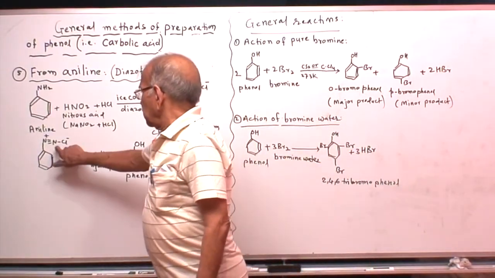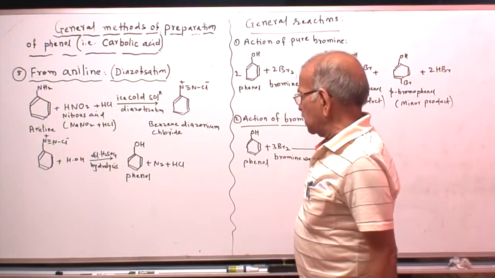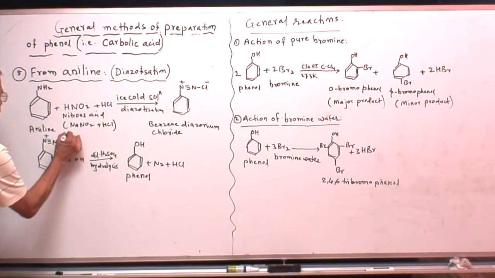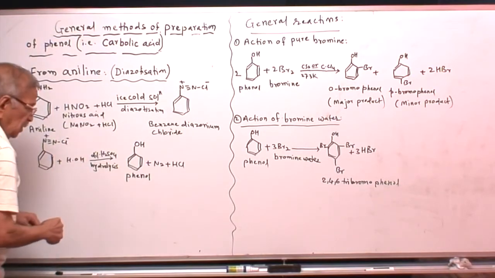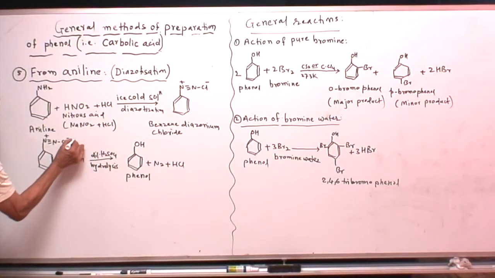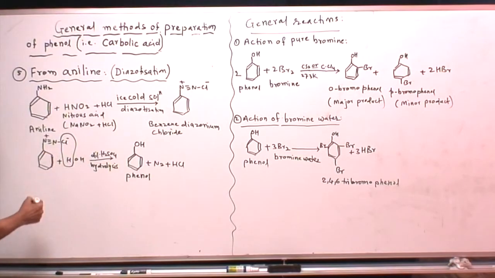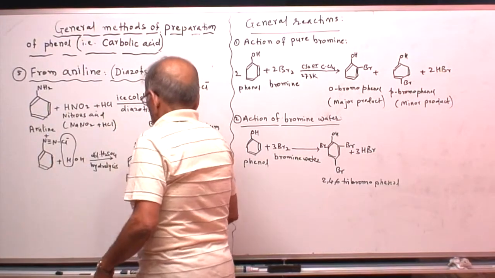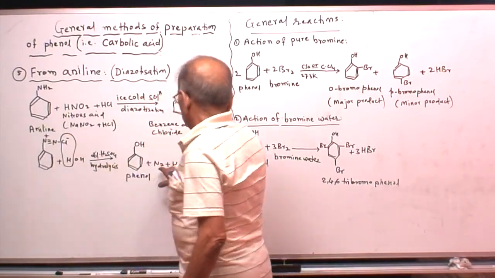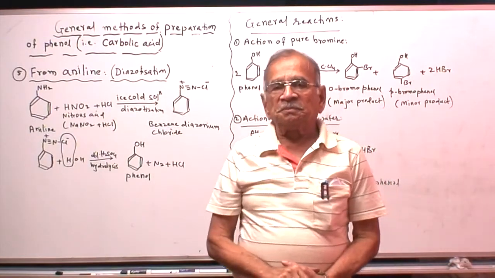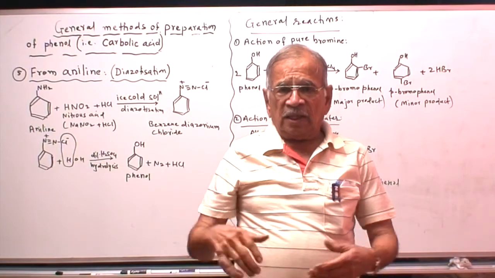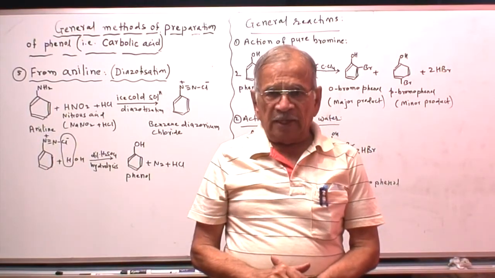And this benzene diazonium chloride on hydrolysis with dilute H2SO4 gives phenol plus N2 plus HCl. Thus we have seen in all 5 different methods for preparation of phenol.